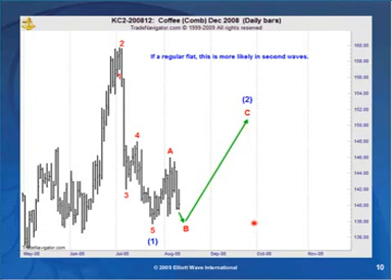Now, of course, if we're wrong, and this was all of 2, well, we'll continue down anyway. And even if we're wrong about being a flat, well, then it would probably go up and form some type of zigzag. But right now, based on the wave structure, it seems we're only going to get either a regular flat or an expanded flat.